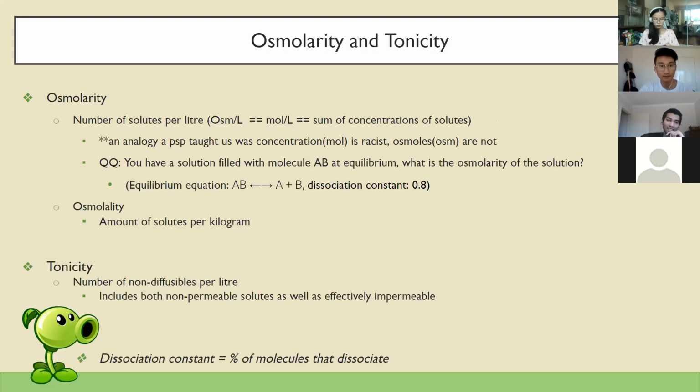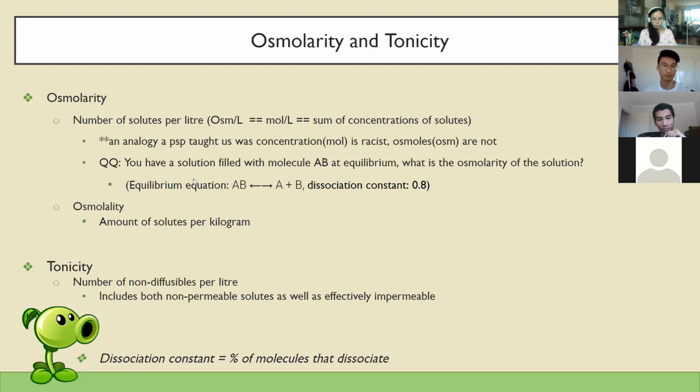Osmolarity and tonicity. Osmolarity is the number of solutes per liter, and it takes everything together, as opposed to concentration, which would be just the amount of that one specific solute. An analogy that the PSP we had for our year level taught us was that you have osmoles, which are not racist, and you have concentration, which is racist. Basically, you take everything together and you get osmoles, and if you take things one by one, then it's concentration.